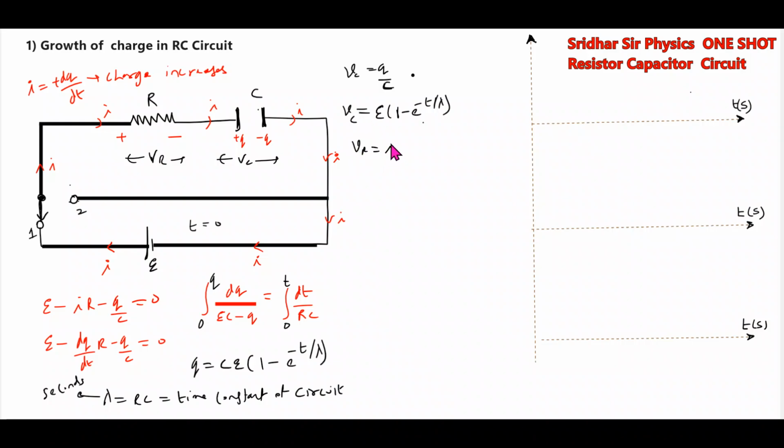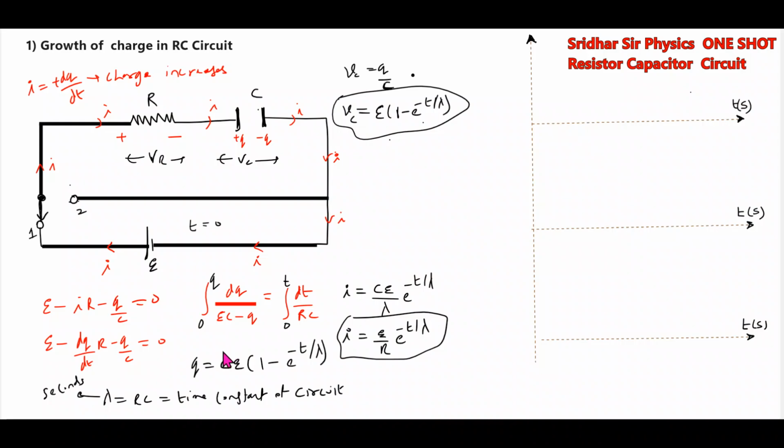The drop across the resistor will be I into R. What is I? I is equal to dQ by dt. I'll differentiate this and get the current. I equals dQ by dt, which becomes CE by lambda times e to the power of minus t by lambda. Lambda is RC, so I equals E by R times e to the power of minus t by lambda. This is the expression for current, this is the expression for voltage, and this is the expression for charge. You have to remember these formulas, very, very important.